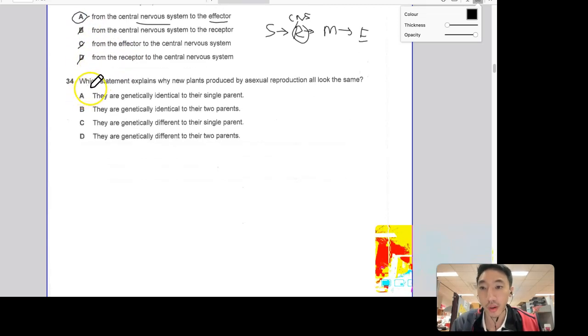Question 34. Which statement explains why new plants produced by asexual reproduction all look the same? Asexual means they're identical because they have the same genetics, exactly the same genes. So they are genetically identical to their single parent, because asexual means only one parent. Okay, double check. Genetically identical to 2 parents, not true. Genetically different, wrong already. Then genetically different, this is wrong as well.